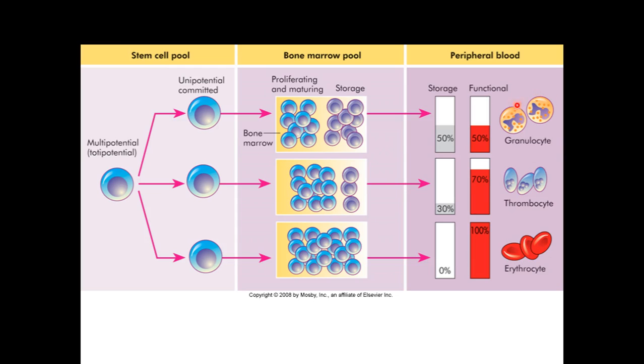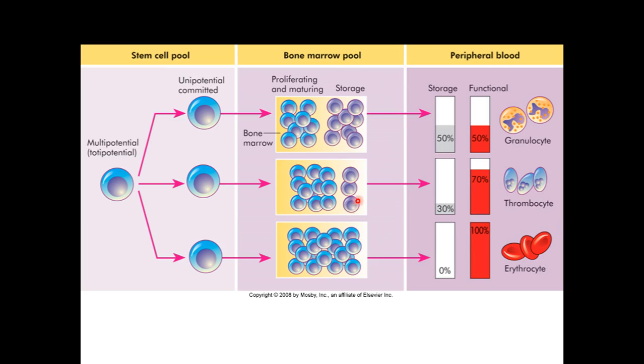So if we're looking at the granulocytes, 50% of the granulocytes are found stored in the bone marrow, and then 50% are out in the periphery doing their job. So we've got a reserve of granulocytes. In case the ones out in the bloodstream get exhausted or all used up, we've got some mature granulocytes already stored in the bone marrow, ready to go.